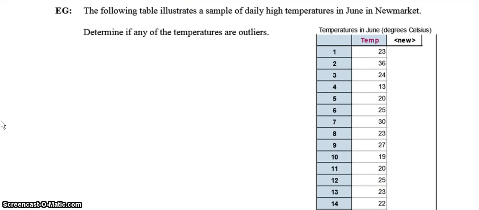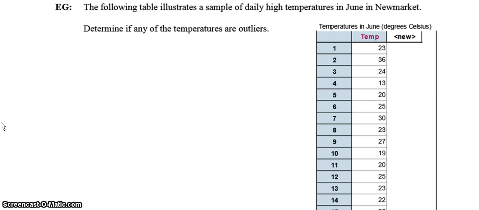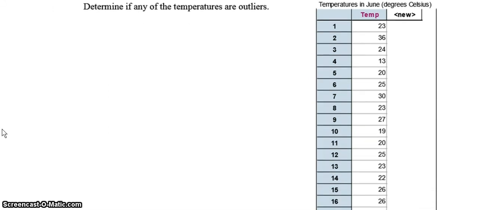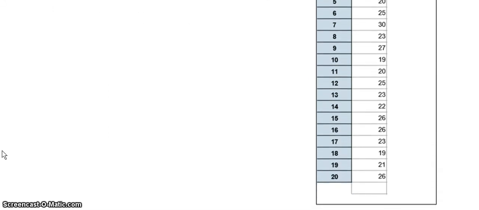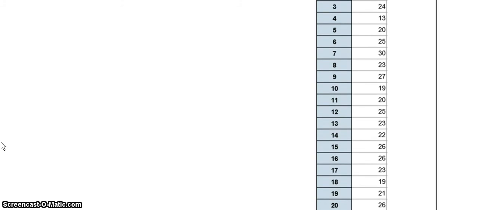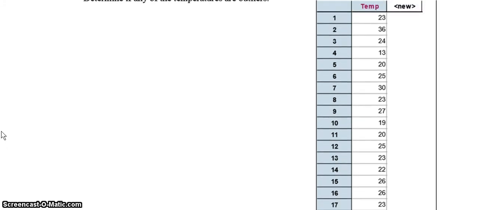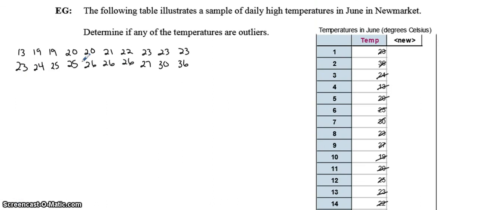So, the following table illustrates a sample of daily high temperatures in June in Newmarket. So we have 20 different temperatures. What we have to do first is put them into numerical order. Now that your data is in order, we can now find our quartiles and the median.